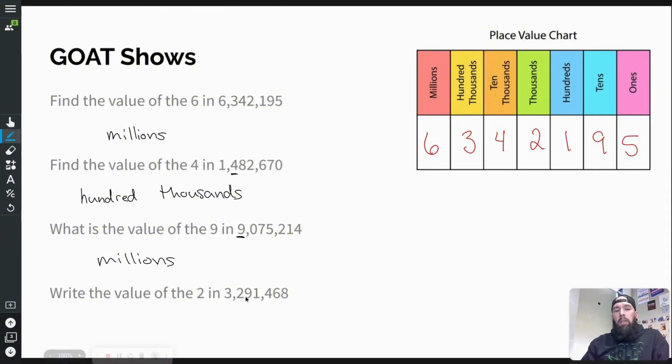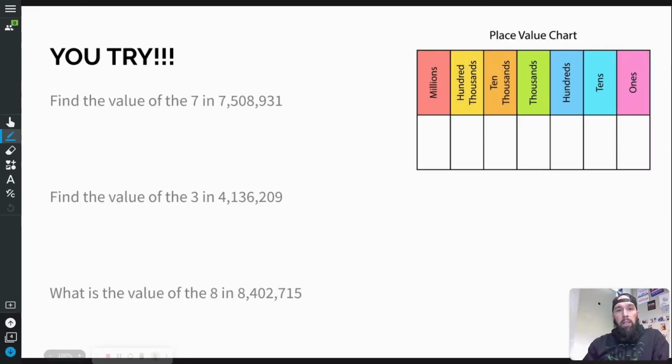Write the value of the 2 in this number right here. We've got 3,291,468. So in this case, the 2, let's go to it: 1s, 10s, 100s, thousands, 10,000s, 100,000s, millions. That 2 lives in the 100,000s place value. Okay? So, what I want you to do is pause the video and try these 3 on your own. When you're ready, unpause the video, come back and check your work. I'll wait.